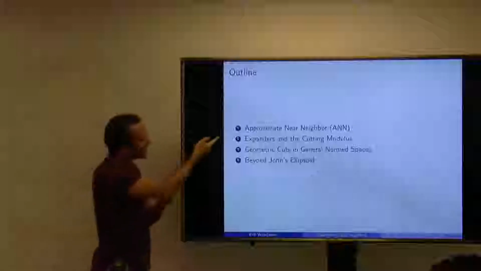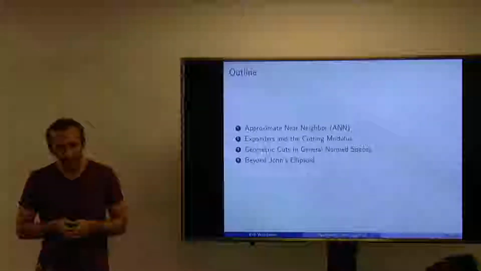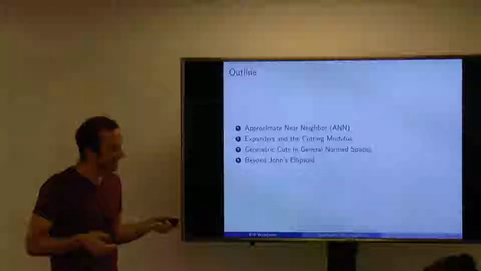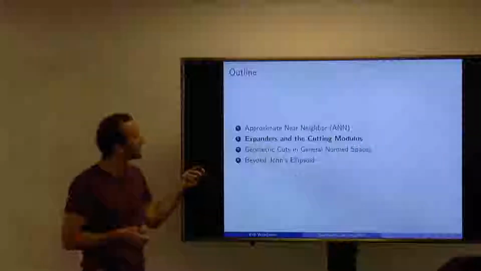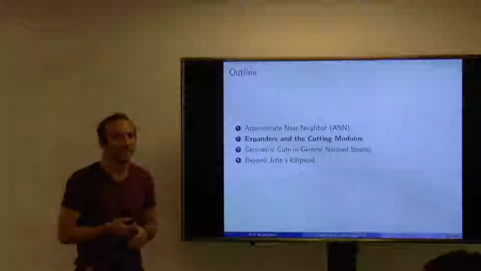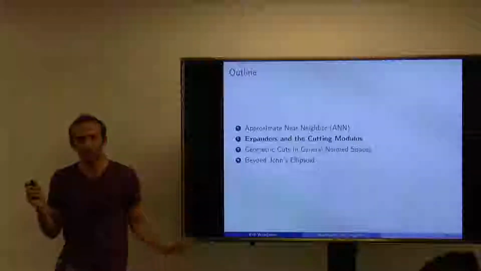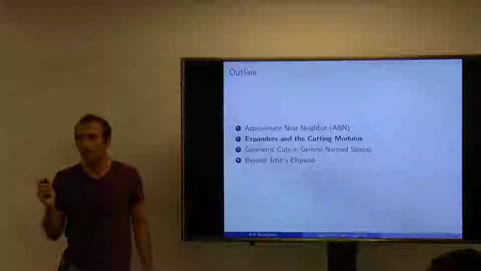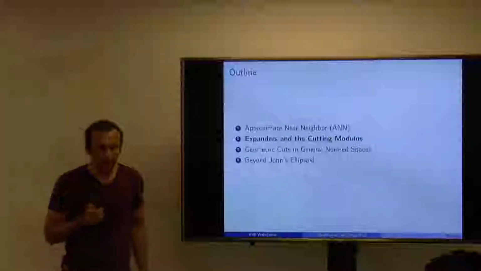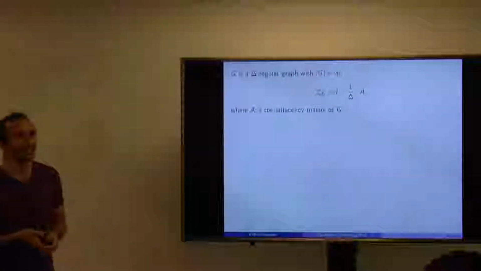Okay, so basically we just covered the first part of the talk. And now what I want to do is talk about expanders and the cutting modulus, and then we'll talk about some geometric cuts in these spaces, and then going beyond John's ellipsoid. Okay, so are there any questions on the first part? Okay, good. So let's set up some notation.